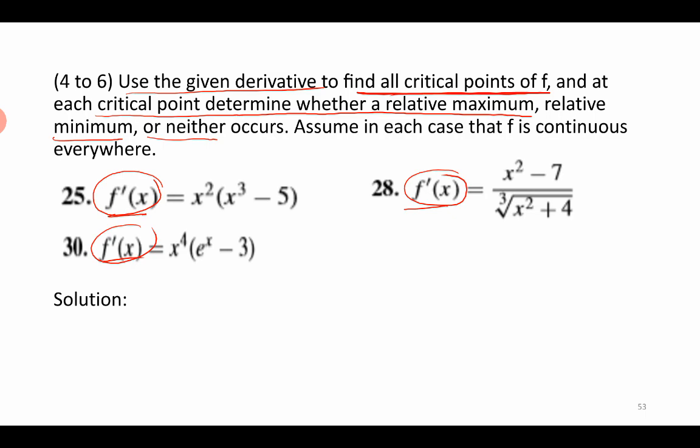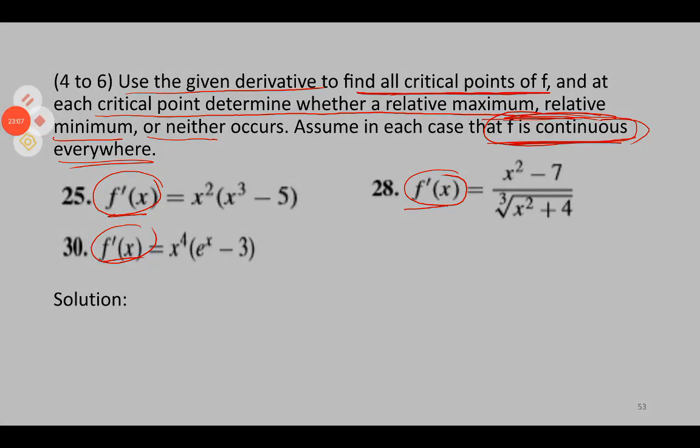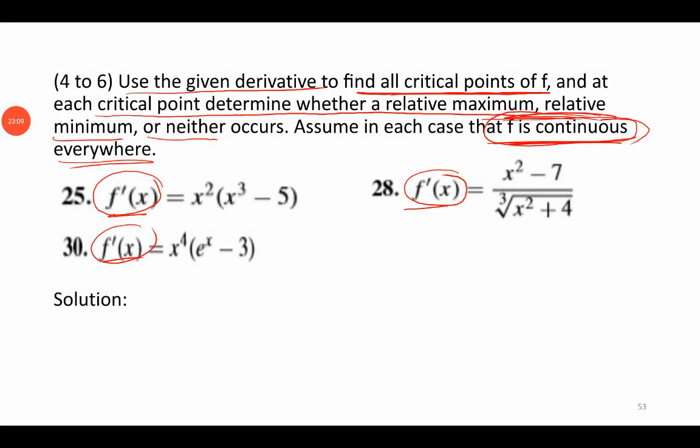Assume that the original given function is continuous everywhere, so at every point the function is defined. This is the derivative, so we don't actually know what the original is. When you integrate this function, you will come to know what f is, but we don't want to know. We are allowed to assume that f is continuous everywhere, right? Okay, now let's take question number 25.